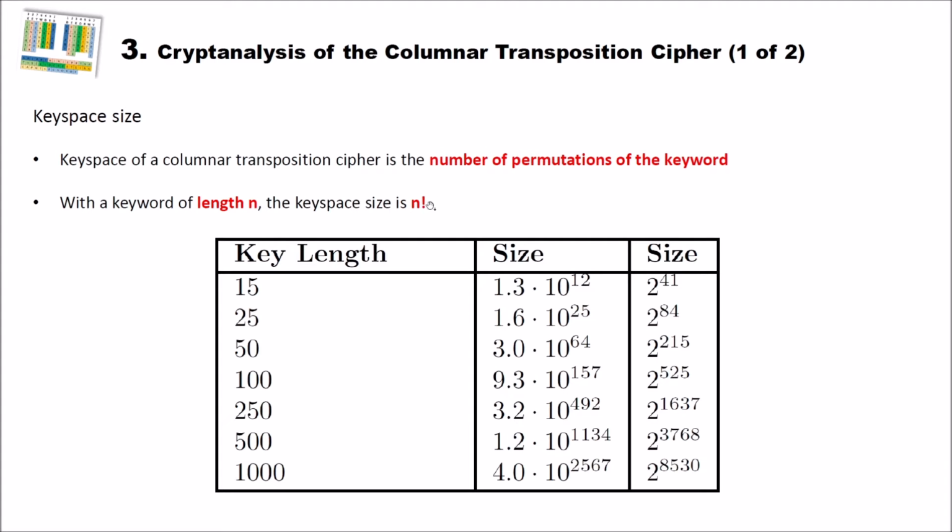For the first element you have n choices, for the second you have n minus 1, for the third column you have n minus 2, then n minus 3 and so on, and this is n factorial. Now let's have a look at some examples.